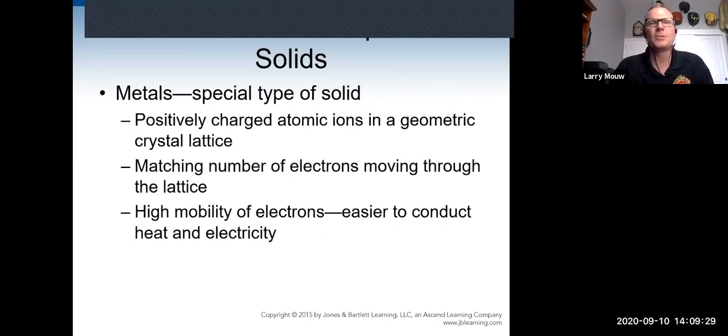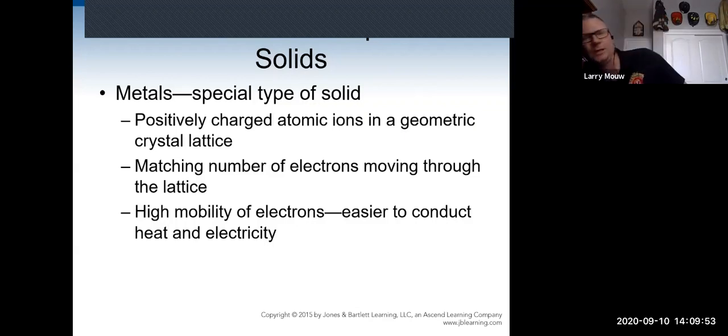Metals are a special type of solid. They have positively charged atomic ions in a geometric crystal lattice. They have a matching number of electrons moving through the lattice. The high mobility of these electrons makes it easier to conduct heat and electricity. So take a metal such as steel. We find that it conducts electricity as well as heat very readily because those electrons move freely from one atom to the other.